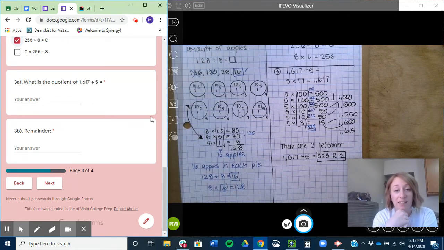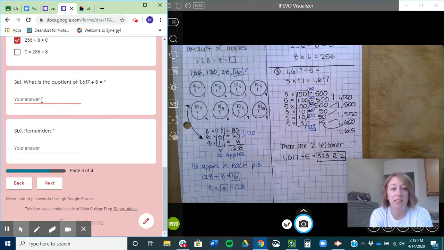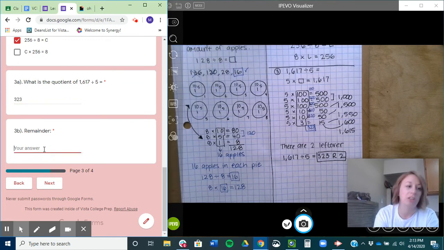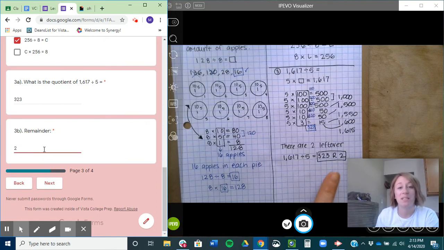On your guided practice and your independent practice today, you're actually going to have 2 spaces to put in your answer. So when you go back to your guided practice question, where it says, what is the quotient of 1,617 divided by 5, we're going to type in 323. Then in the second question, when it says remainder, you're just going to type in 2. You don't need to type in R. You can do that for your scrap piece of paper.